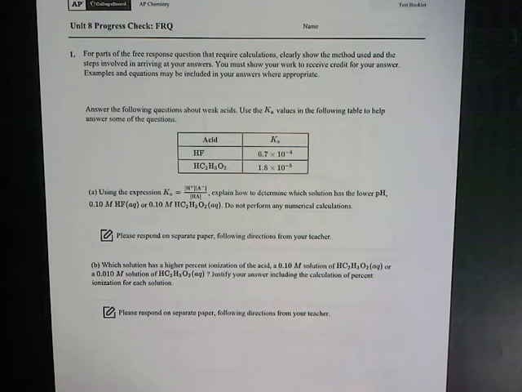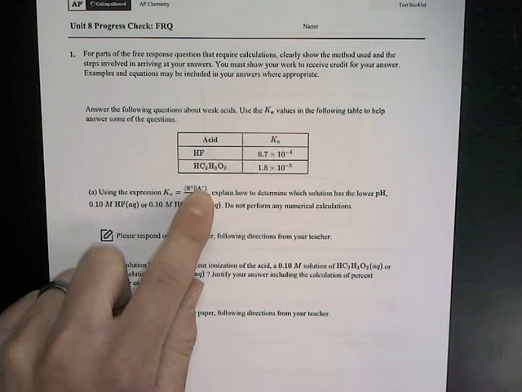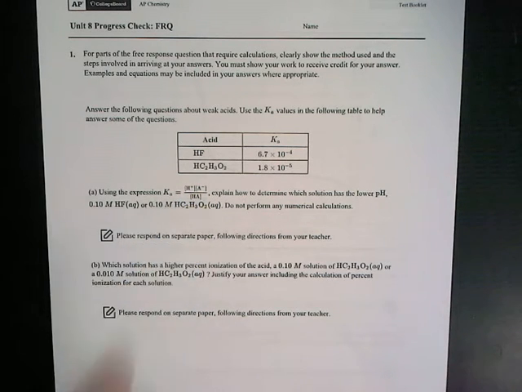So in question 1a, it says using the expression Ka equals your hydronium times your conjugate base all divided by your weak acid, explain how to determine which solution has the lower pH, 0.1 molar hydrofluoric acid or 0.1 molar acetic acid. Now, it doesn't want you to perform any calculations. So a key thing with this is that we just need that explanation to explain how exactly this is answered.